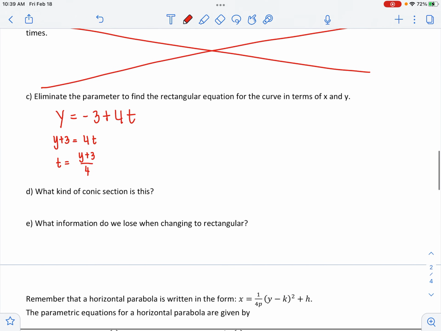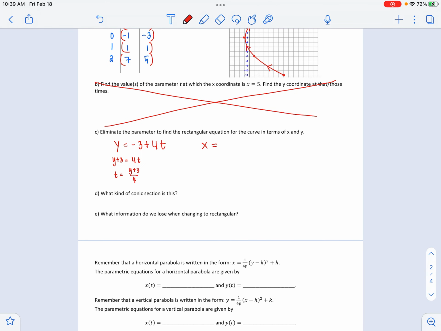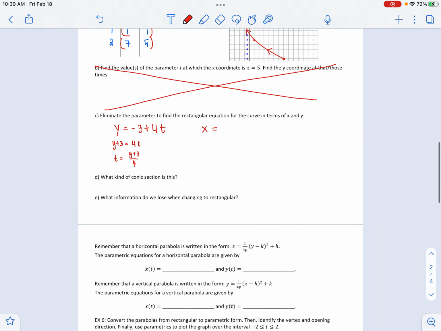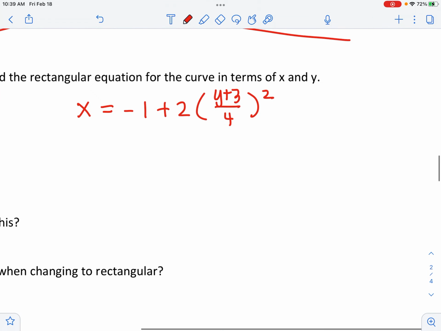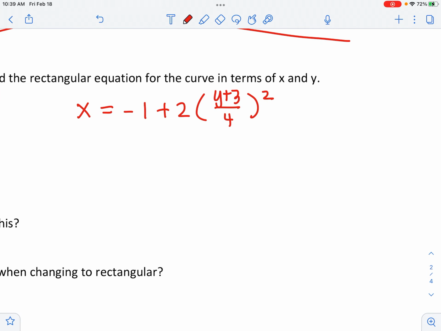All right, now I'm going to write down that other equation that I ended up erasing, which was x equals -1 plus 2t squared. Instead of writing t, I'm going to replace t with this (y plus 3) over 4. All right, so now I want to get this to actually look like a parabola because this is not our standard form of a parabola. So what I'm going to do is I'm going to square both my numerator and my denominator. So I have x equals -1 plus 2 times, and then I square my numerator, (y plus 3) squared, square my denominator, which is 4 squared, which I'm just going to leave as 16.